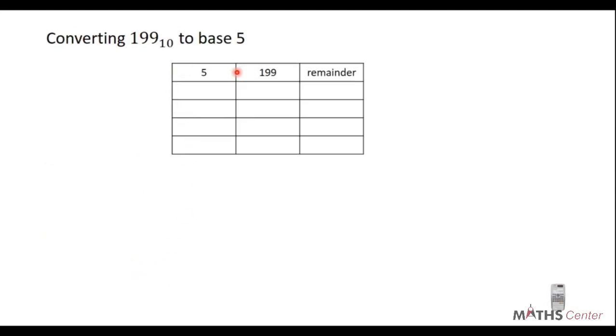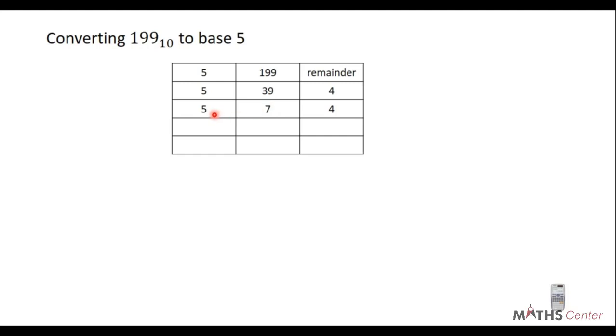If you are converting 199 to base 5, you draw your table as usual. You divide 199 by 5 and you are getting 39. So the remainder will give us 4. By this time, you should be conversant with how to find the remainder. Then you divide 39 by 5. You are getting a whole number of 7. The remainder is 4, since 5 times 7 will give us 35, and 39 minus 35 will give us 4.